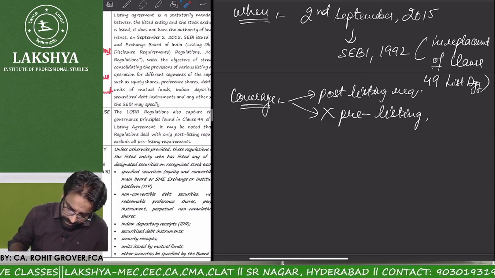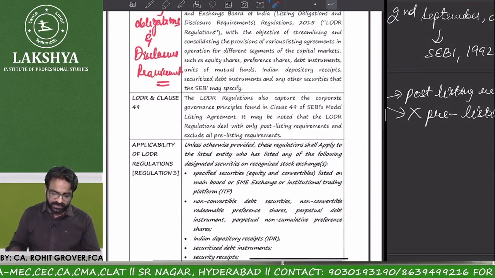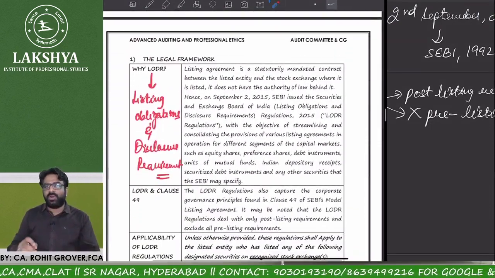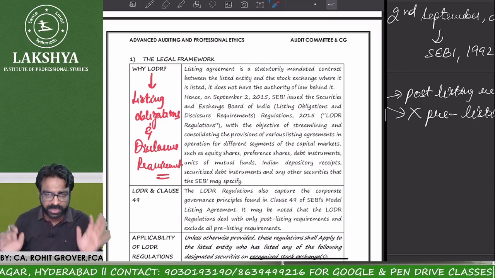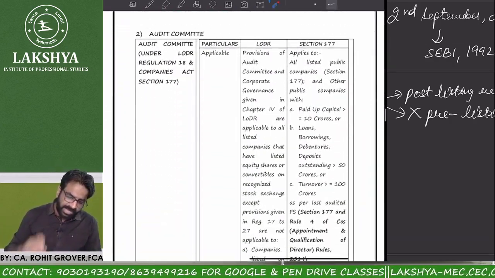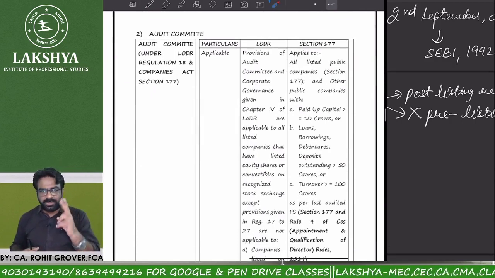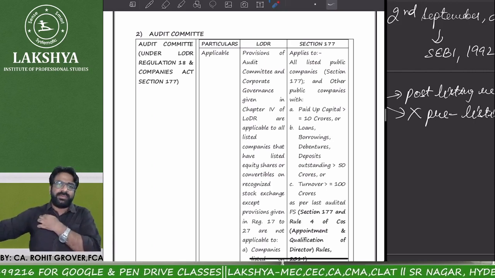That is what is written in our point number 1, or on our page number 1. So with that, the legal framework of this particular chapter, audit committee and corporate governance, is over. I hope all of you understood. Yes, sir, we understood. Now the main topic will start. Topic number 2, legal framework we understood. Now we are going to understand the audit committee.